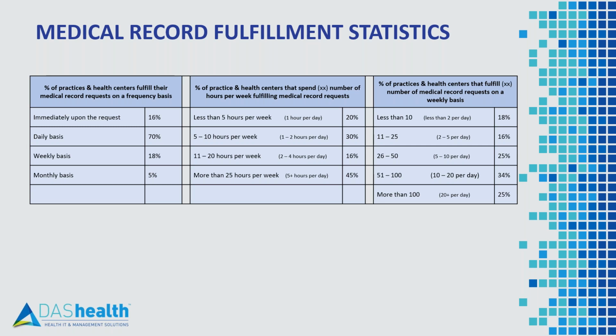And the right-hand box is about the volume of the medical record requests the organization fulfills on a weekly basis. So you see here, 30% fulfill 5 or less medical records each week.